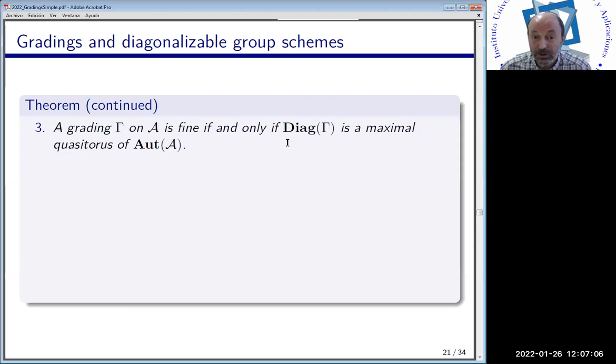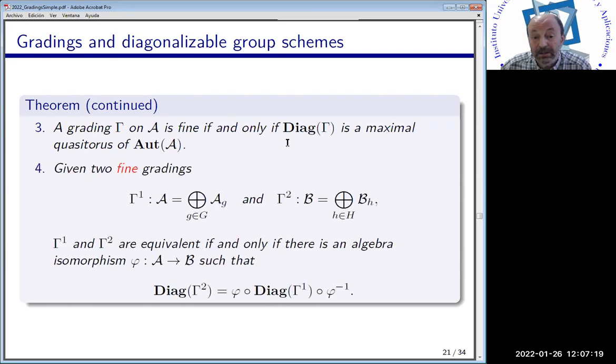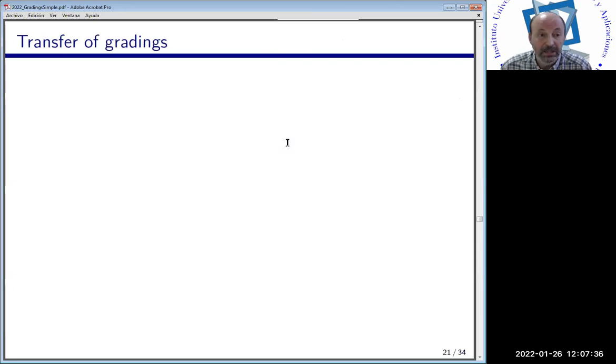So this works working with the universal grading group. So fine gradings correspond naturally to the maximal quasitori of the group scheme of automorphisms. And two fine gradings are equivalent if and only if the corresponding maximal quasitori are conjugate. So this is quite natural. Okay. And so we have to move to group schemes to deal with gradings in general.